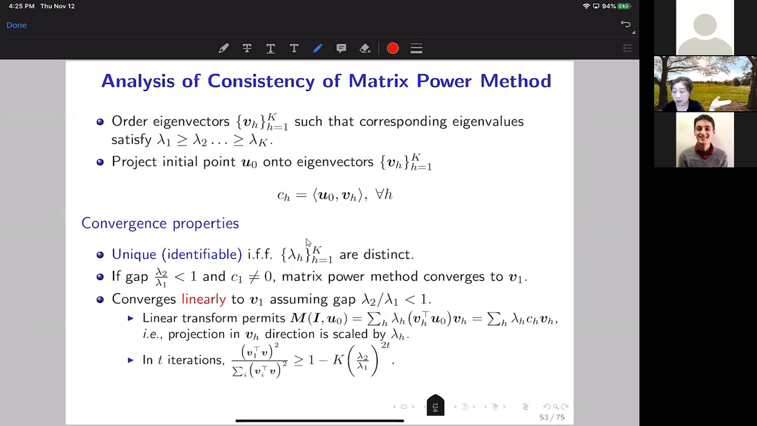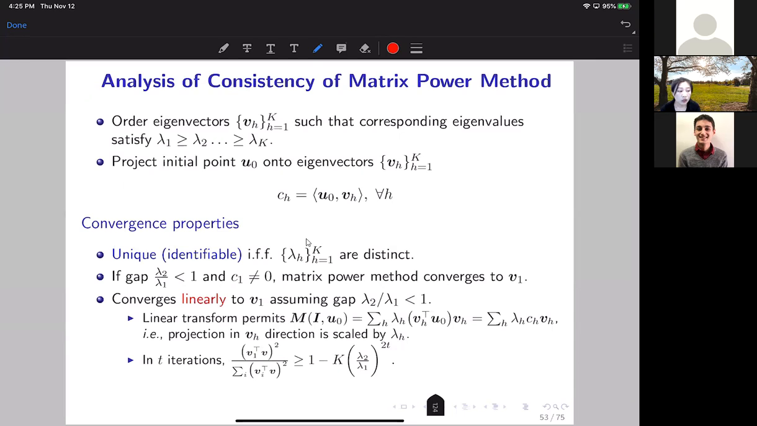So what does this mean? This means that initialization doesn't matter, because the probability that C1 will be 0 is almost 0. So any initialization, with high probability, will converge to V1. This is very important. You would always converge to the leading eigenvector, not anyone else, using the matrix power method. Also, the convergence is linear. It converges linearly to V1, assuming this gap.